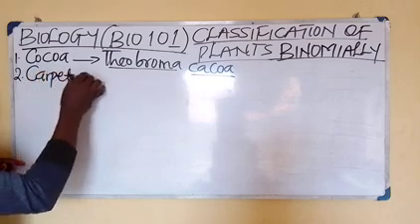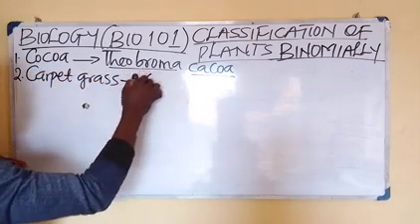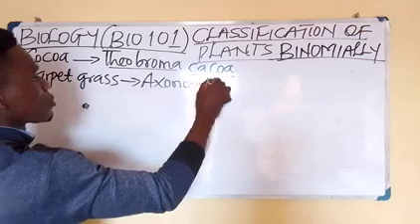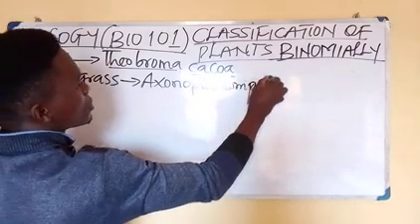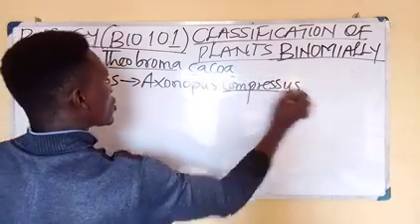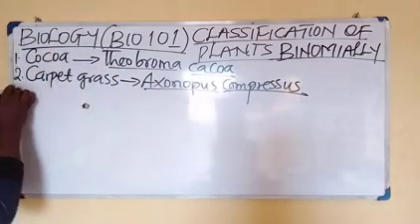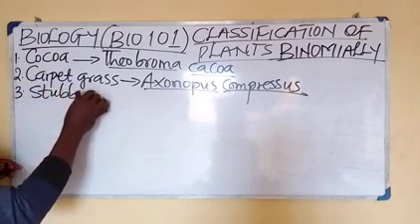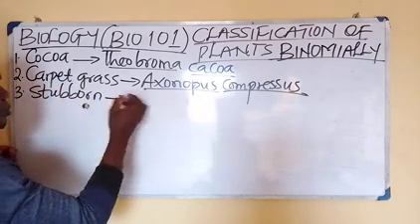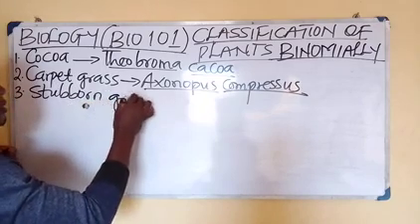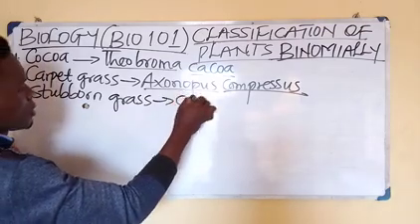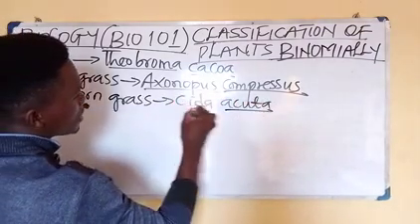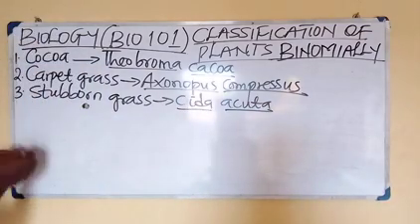Then number two, I believe this one is also clear. The carpet grass, that is Axonopus compressus. I believe this is a common name. Three, another one I also believe is common is the stubborn grass, and that is Sida acuta. Sida acuta is also a common plant.